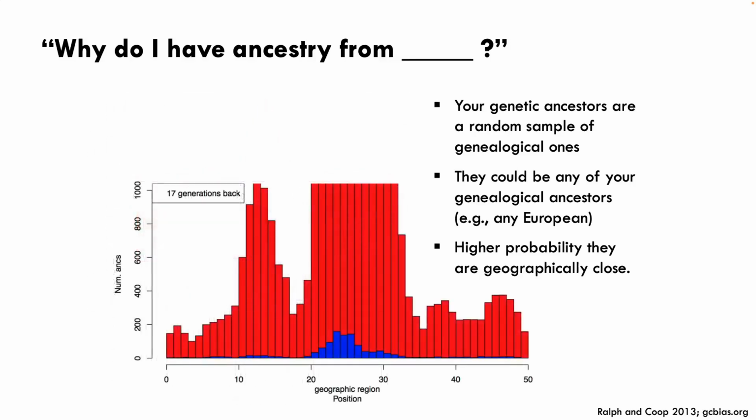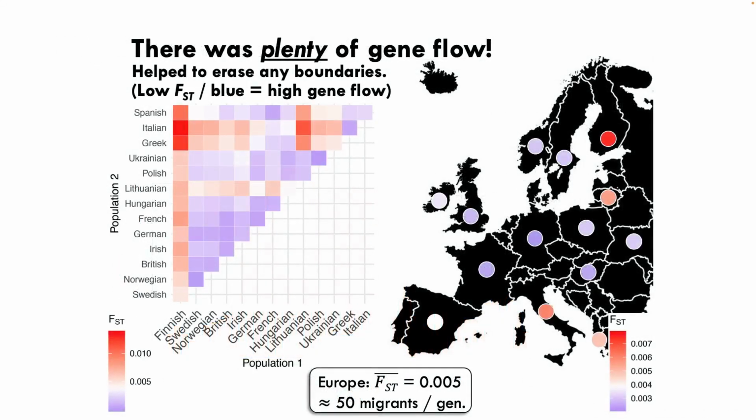So again, although your ancestors are from all over Europe, assuming you're European, your genetic ones in blue are mostly from the same place as you. And remember I said this all assumes there was lots of mixing. So was there? Yes. Plenty of gene flow that helped to erase population boundaries. This plot shows that on average, there were 50 genetic migrants between European countries. And remember at the beginning I said that it only takes about one migrant per generation to erase those boundaries.